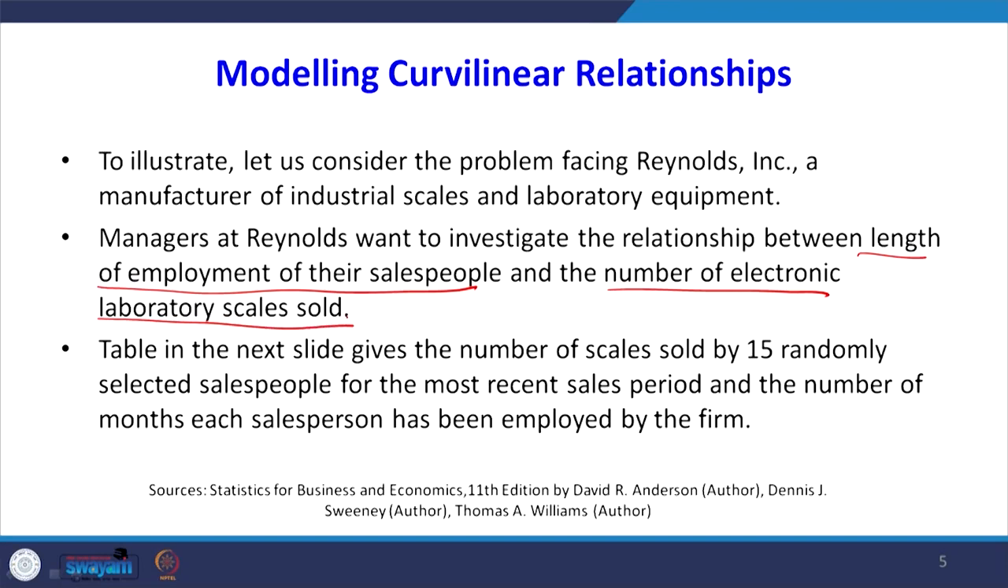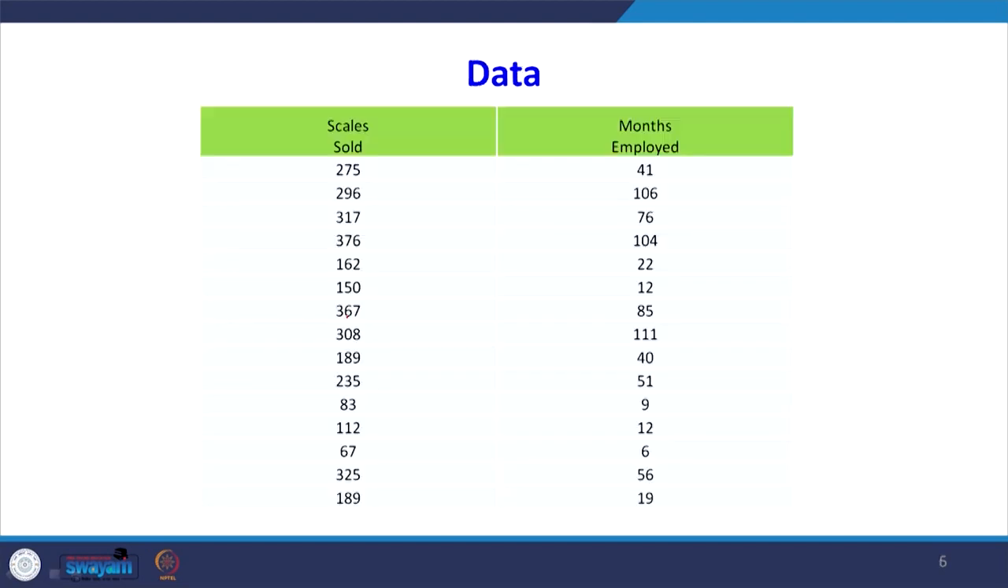Generally, what is the assumption? A person having a lot of experience will sell more product. The table in the next slide gives the number of scales sold by 15 randomly selected salespeople for the most recent sales period, and the number of months each salesperson has been employed by the firm. So, this slide shows the data: scales sold and months employed. Here months employed is going to be our independent variable, scales sold is going to be our dependent variable. So, this is y, this is our x.